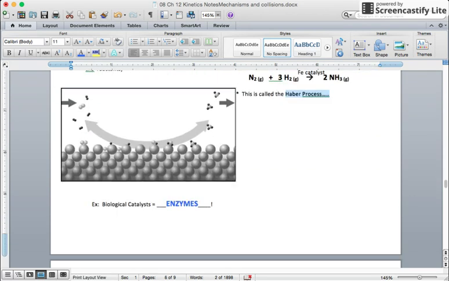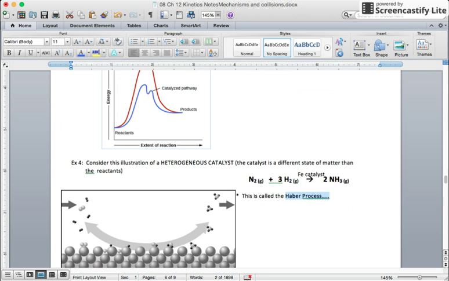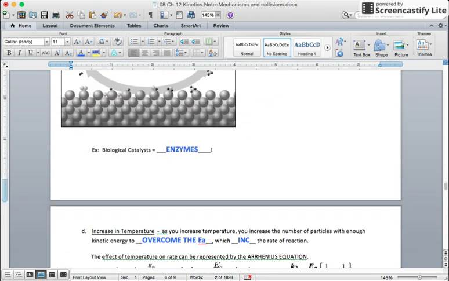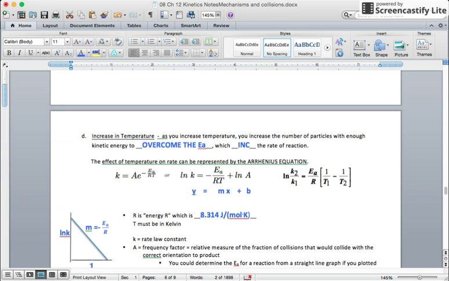Okay, and different types of catalysis, like heterogeneous versus homogeneous catalysis. All right. So what about adding or increasing the temperature? So that's probably the most obvious way that you can increase the reaction rate.